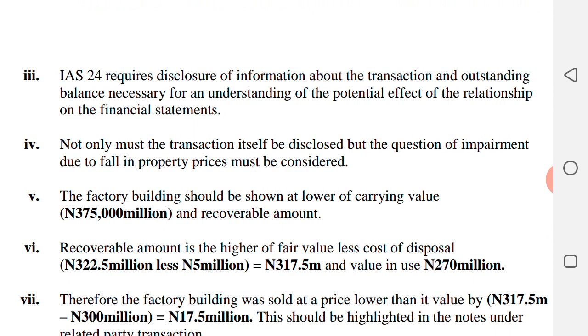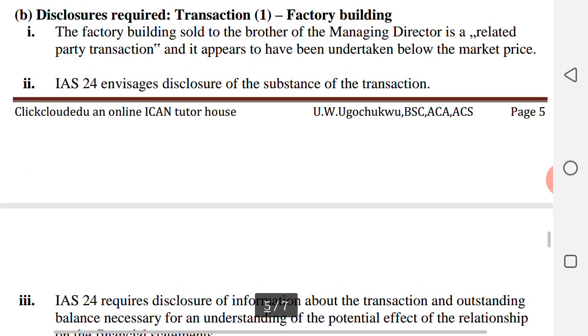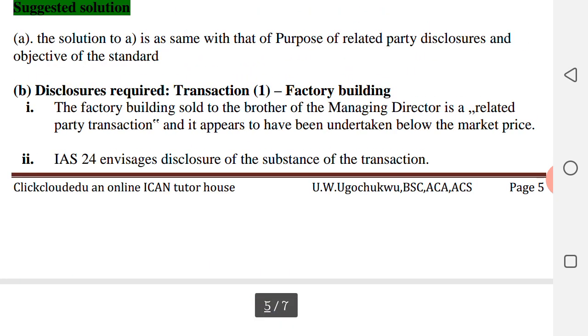The difference between the amount they sold the factory building, which is 300 million, is 17.5 million. So this amount will also be highlighted in the notes as the related party transaction, that the reduction in price, which is not at arm's length, should also form part of the notes.